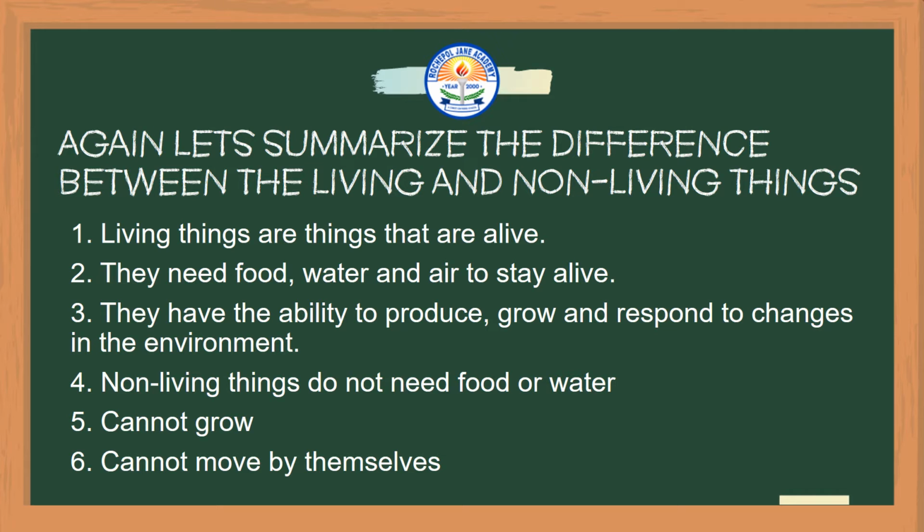Again, let's summarize the difference between the living and the non-living things. Living things are things that are alive. They need food, water, and air to stay alive. They have the ability to reproduce, grow, and respond to changes in the environment, while the non-living things do not need food or water, cannot grow, and cannot move by themselves.